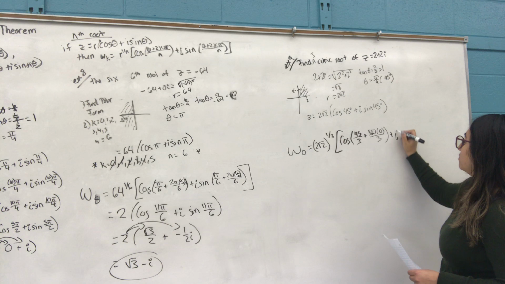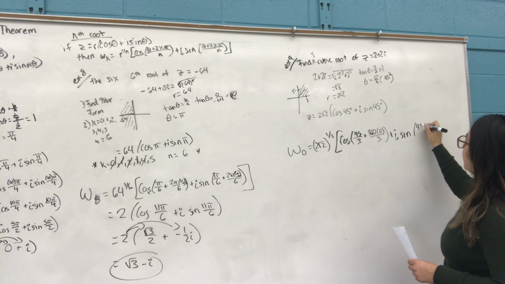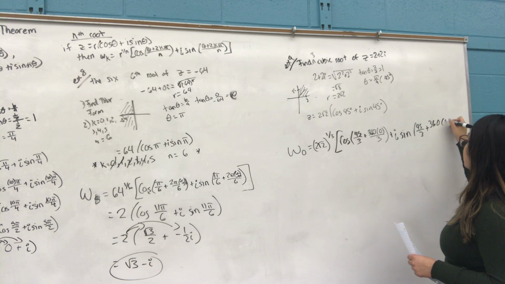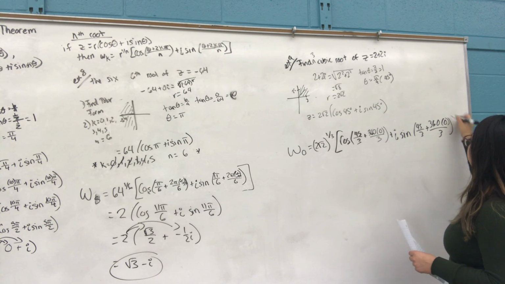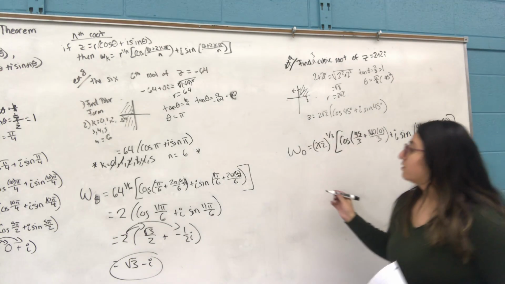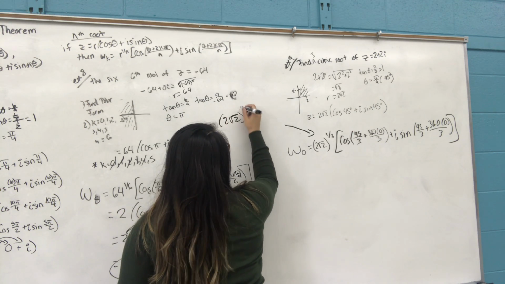And then the sine is always the same thing. So the sine of 45 divided by 3 plus 360 times 0 over 3. So then you end up with that whole equation there. You go ahead and simplify. For this, let me show you how to simplify it. We have 2 times radical 2 to the 1/3 power.